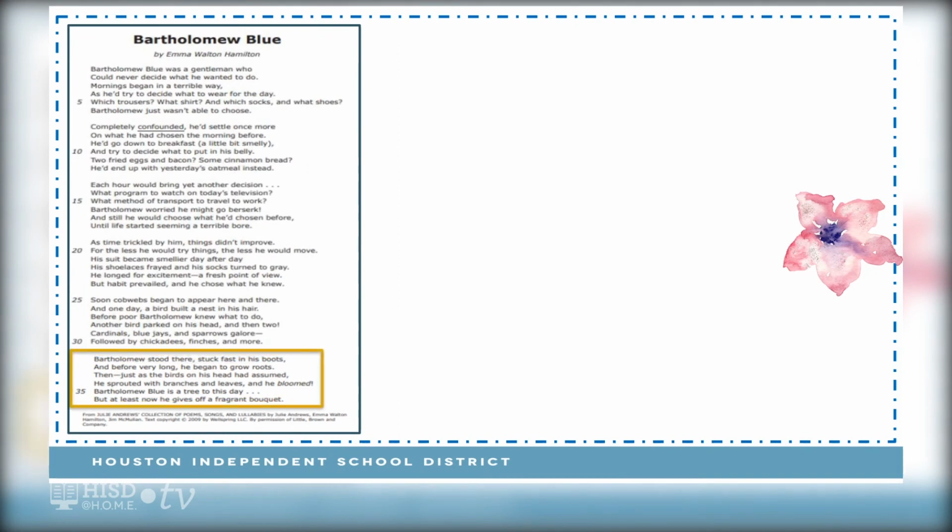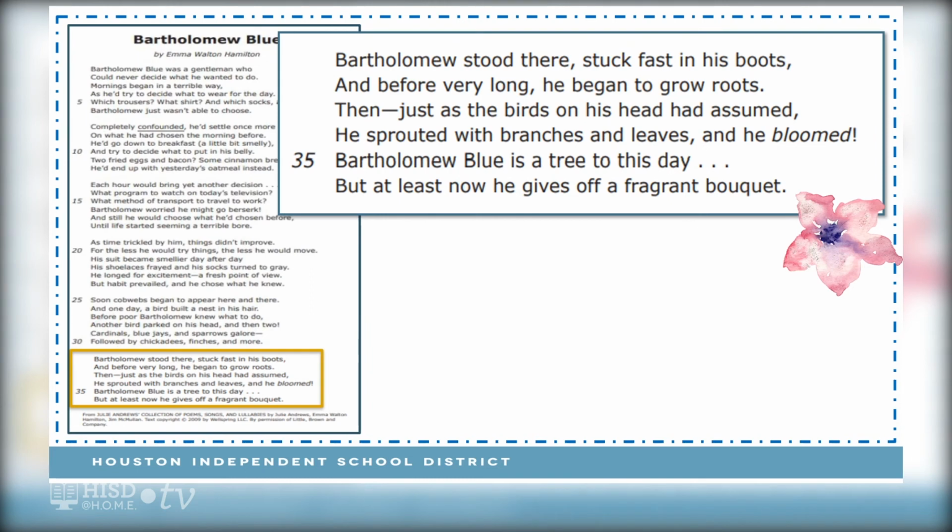Let's read the last stanza, stanza 6. Bartholomew stood there, stuck fast in his boots, and before very long, he began to grow roots. Then, just as the birds on his head had assumed, he sprouted with branches and leaves, and he bloomed. Bartholomew Blue is a tree to this day, but at least now he gives off a fragrant bouquet.